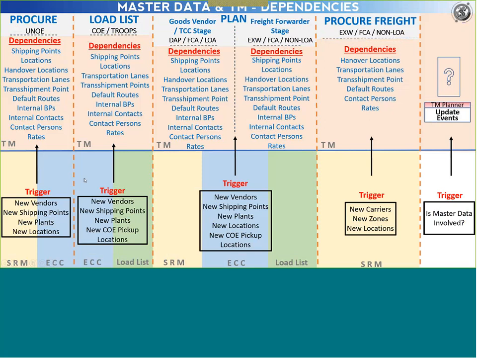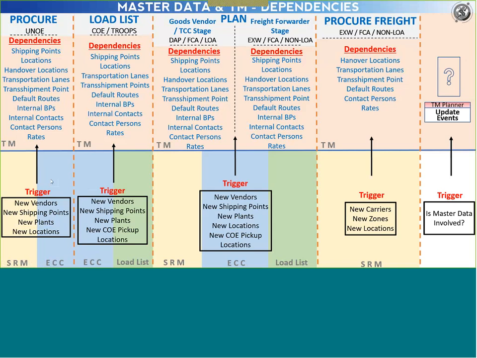So for each one of the steps, for procurement, the load lists, the planning, and the procurement freight, I'm going to be focusing on what triggers master data in each of the systems and how that impacts TM. So we see here for procurement, UN-owned equipment, the dependencies of master data for SRM and ECC. The same thing for the load lists for ECC and the Excel itself. And then again, load list, ECC, SRM, and TM. So we're going to be going back and forth from the mind map that I showed you before and this one, so we can see each change.